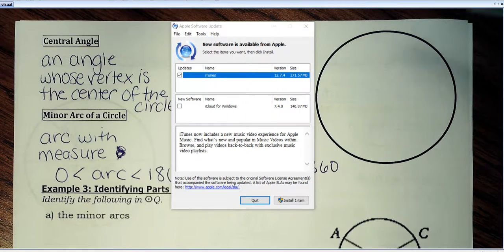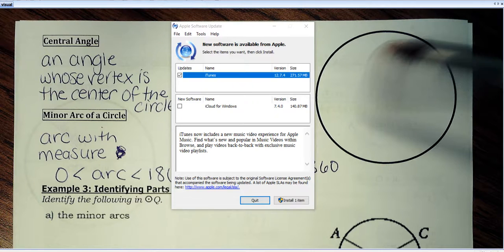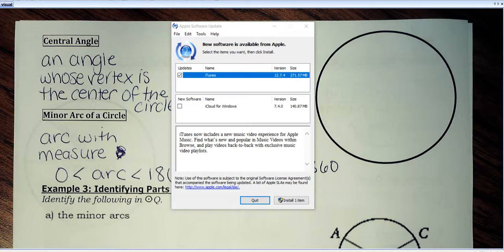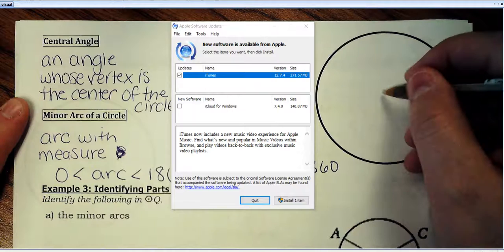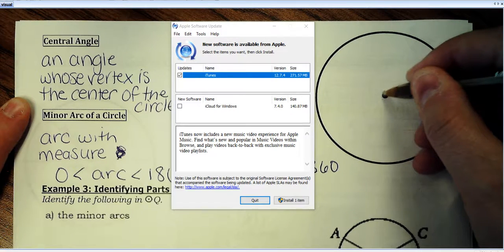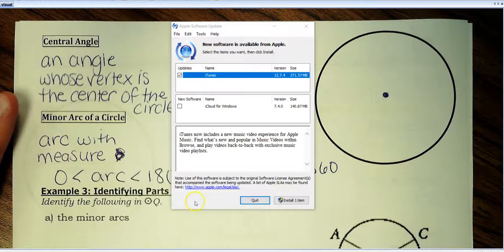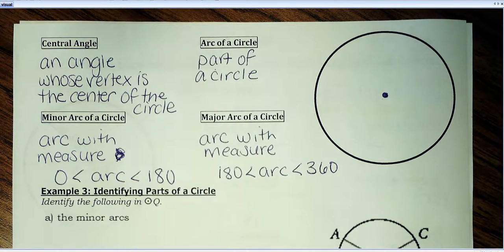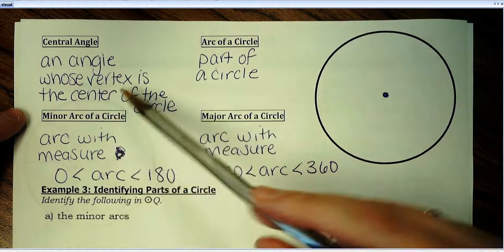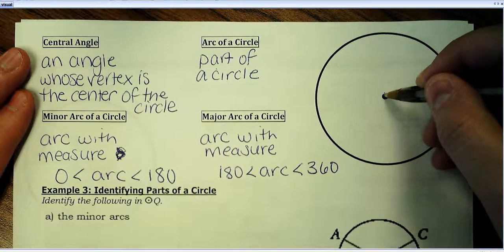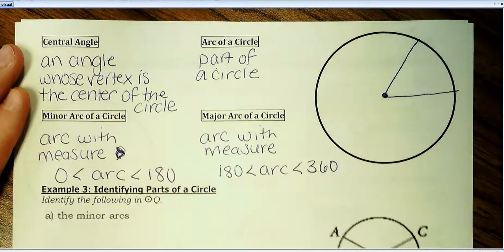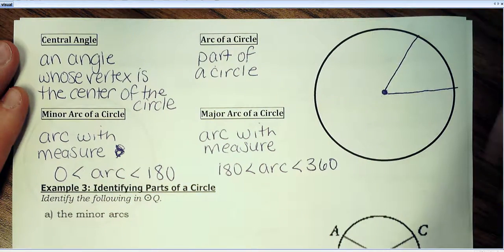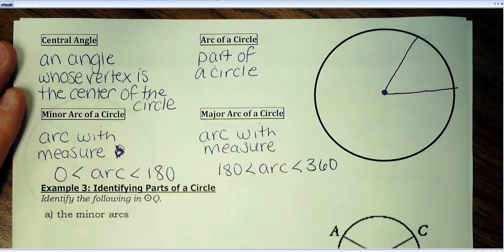Alright, now for the rest of this I'm also going to use this blank circle here to illustrate some of the definitions we have going on. So a central angle is an angle whose vertex is the center of the circle. So I'm going to come over here and just eyeball the center of the circle. I'll just draw an angle here. I know that's not perfect, but this angle would be what we would call a central angle.